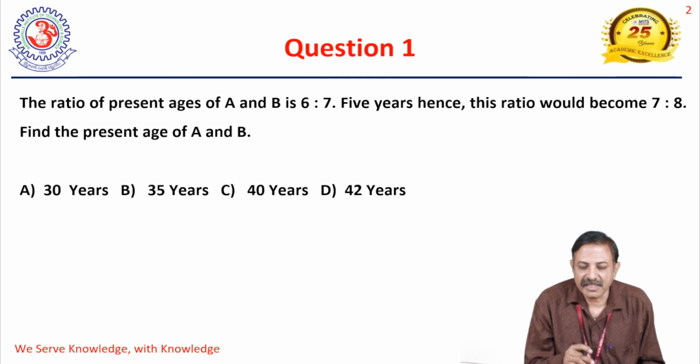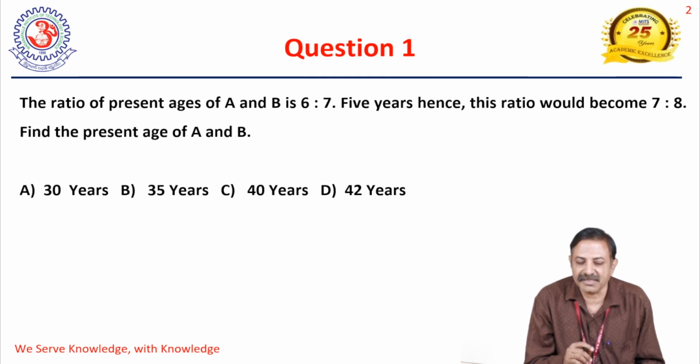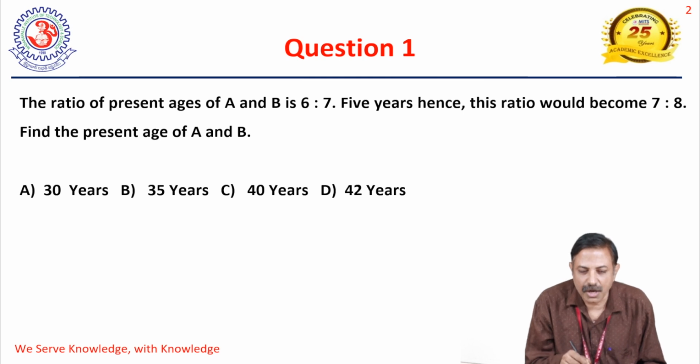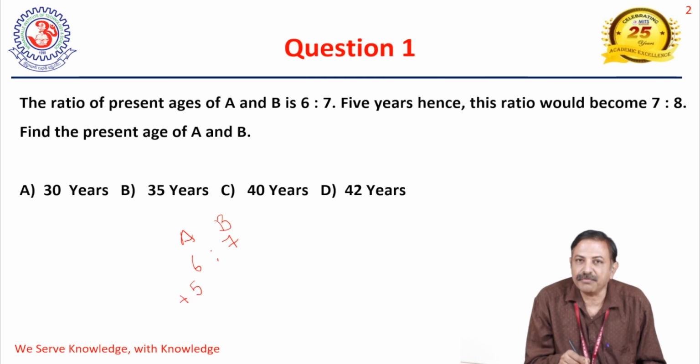Now, I'm going to explain you the shortest method and tricks in which we can solve these questions in less than 15 seconds. Surprisingly, less than 15 seconds, we can give solution for the questions in ages. Let us see the question now. The ratio of ages of A and B. So first we will write A and B. Ages are 6 is to 7. 5 years hence means plus 5. After 5 years, this ratio will become 7 is to 8.